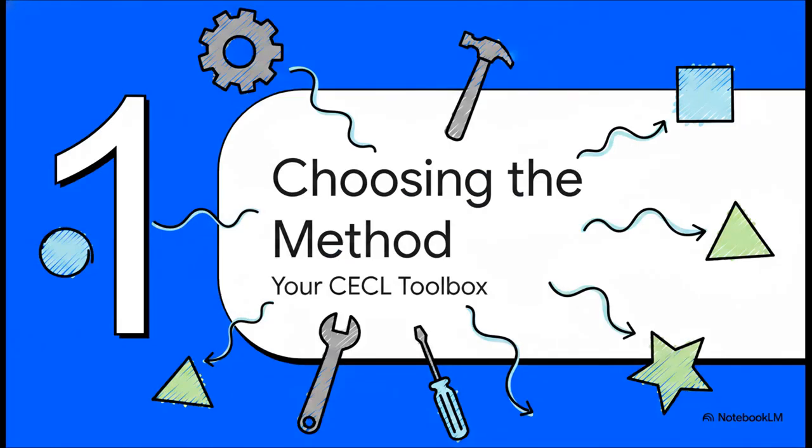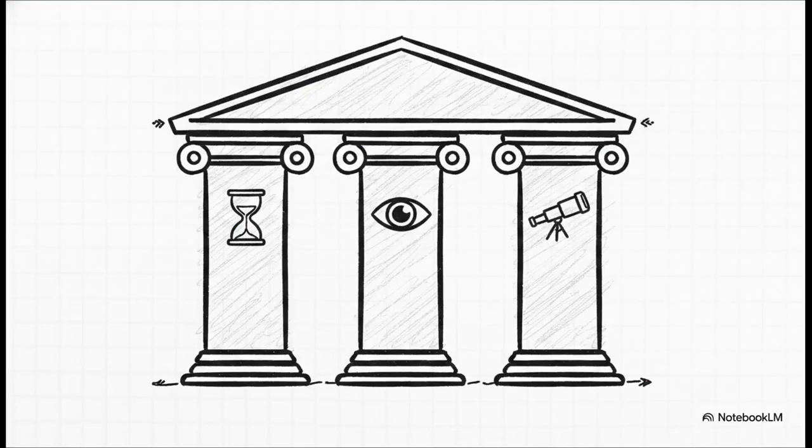All right, Section 1, choosing the right method and building your CECL toolbox. You know, one of the biggest misconceptions out there about ASC 326 is that it forces this rigid, single mathematical formula onto every single asset you have. That is completely false. Instead, it gives you a highly flexible toolbox.